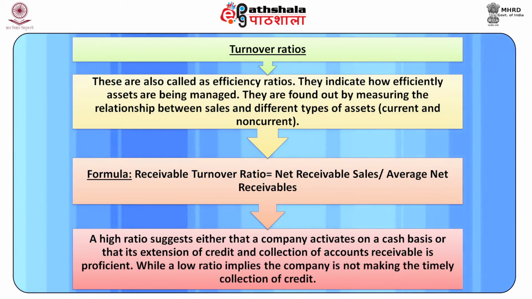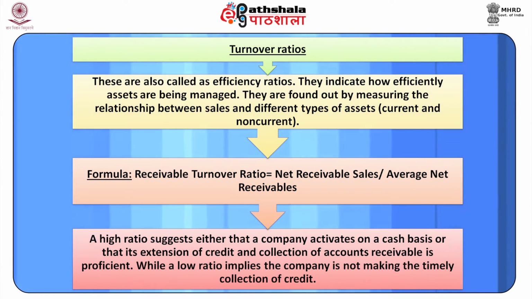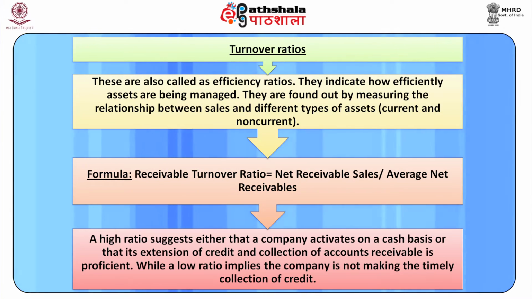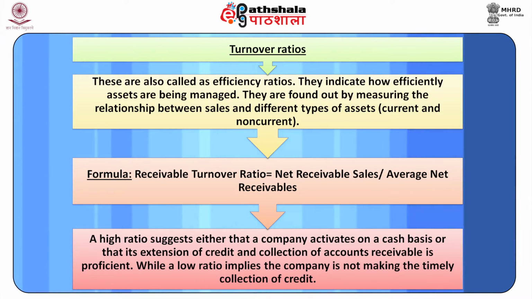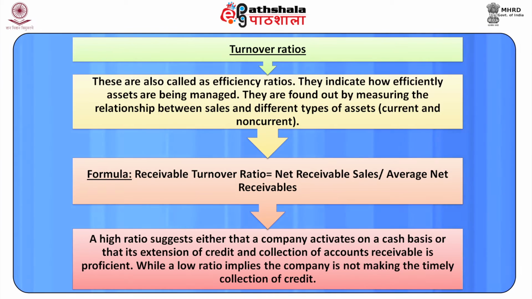This ratio gives no importance to inventory as it does not quickly get converted into cash. Next, turnover ratios. These are also called efficiency ratios. They indicate how efficiently assets are being managed. They are found out by measuring the relationship between sales and different types of assets, current and non-current.